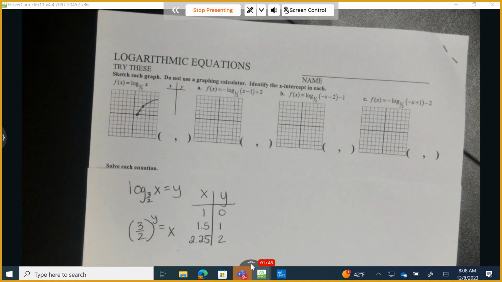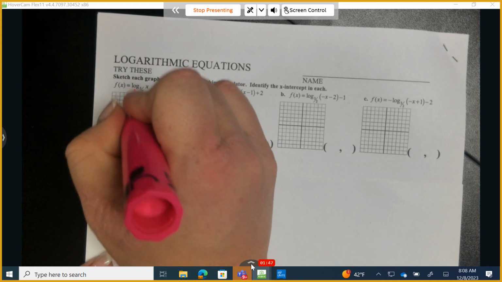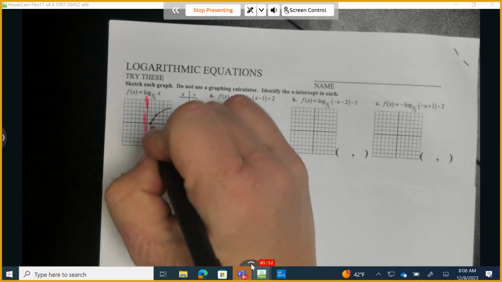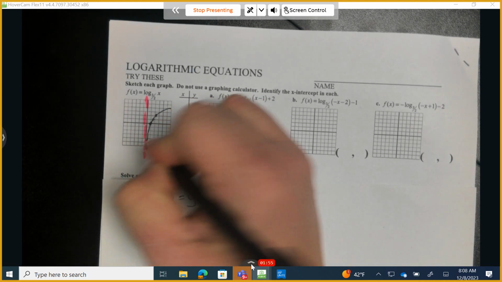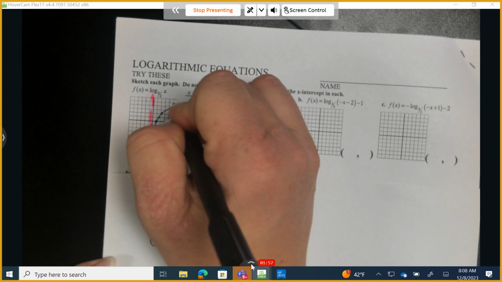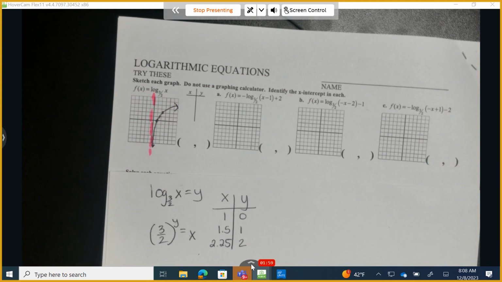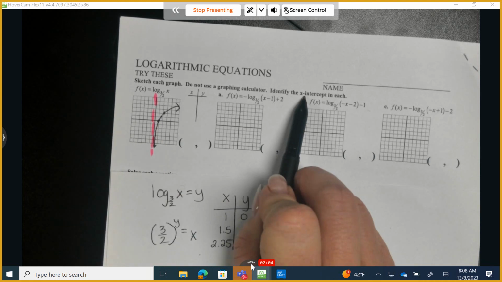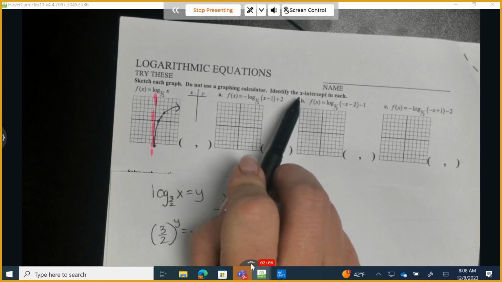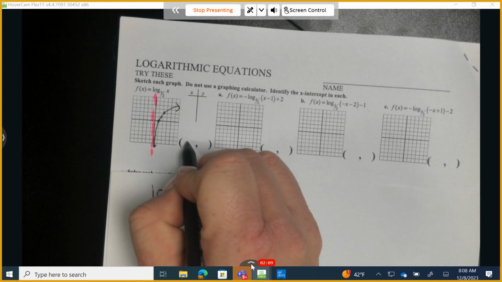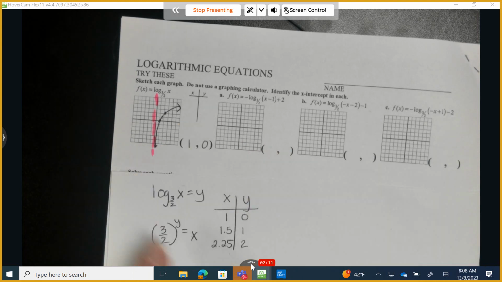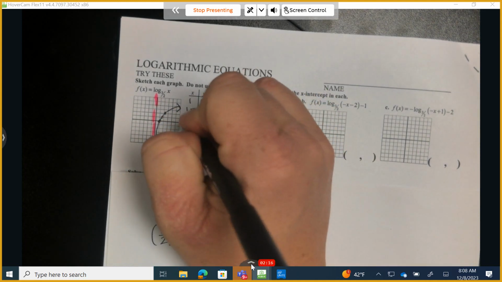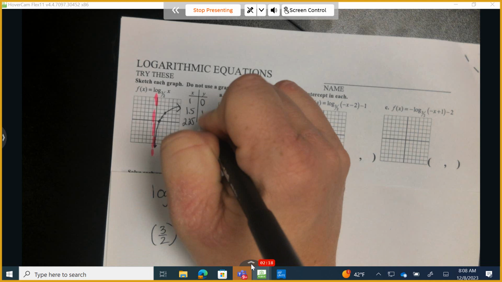And I would like you to take out that highlighter, and with our log functions, we're going to have a vertical asymptote. As it moves to the left, it's going to get closer and closer to that vertical asymptote. It will never cross it. All right, we do have an x-intercept here. Notice it's an x-intercept. There is no y-intercept for this function. We have an x-intercept of 1, 0. And I should put in these particular values, 1, 0, 1.5, 1, and 2.25, 2. And you could have an equivalent fraction form.